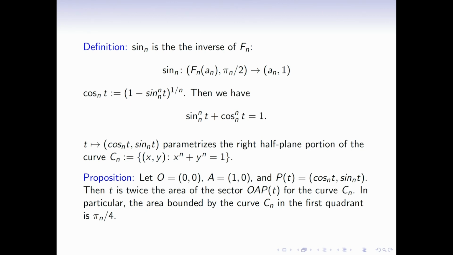So in particular, the area bounded by the curve C_n in the first quadrant is pi n over 4. And this is very important, and I'm going to come back to this at the very end of my talk. So why is it pi n over 4? Well, at 1, it's going to reach pi n over 2, or pi over 2 for n equals 2, but it's supposed to be half that value, so it's pi n over 4. So the amount of area you pick up in the first quadrant is going to be pi n over 4.